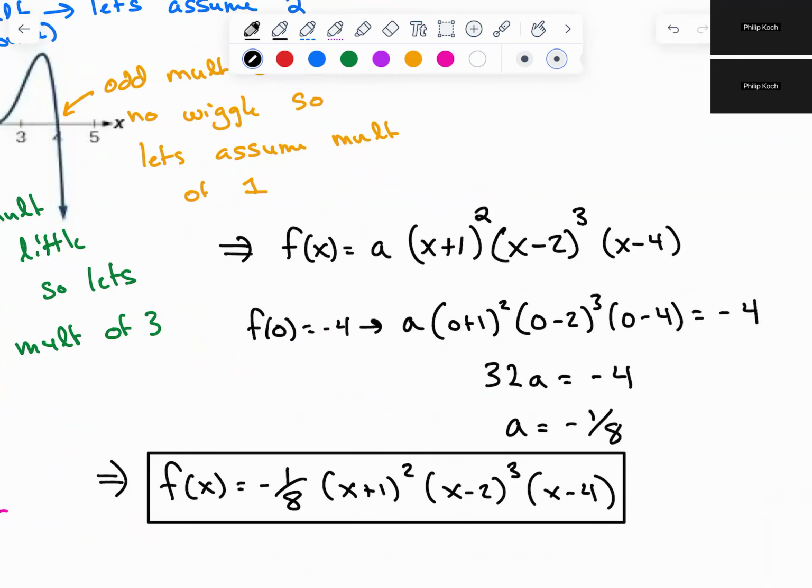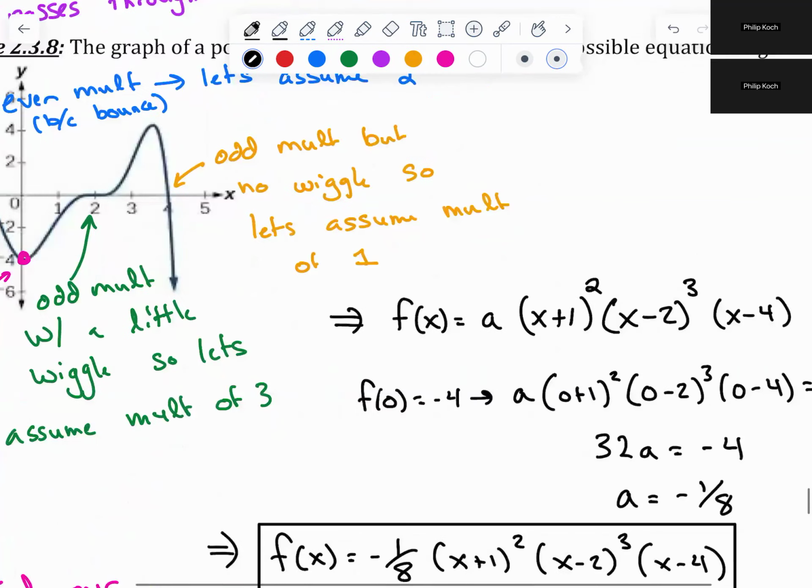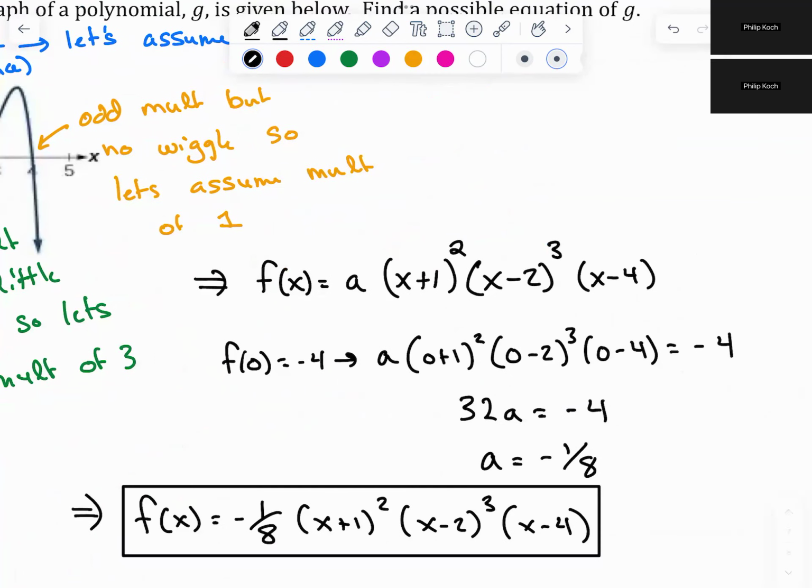Sure, sure. So I know that f of 0 is equal to -4 because I was given that point on the graph. And so if I plug in 0 for x and replace f of 0 with -4, then all that's left is just a to solve for. So everything else goes away, and there's only one variable to work with.